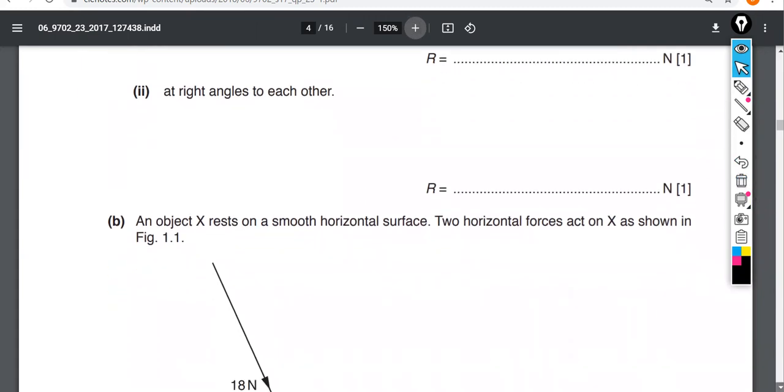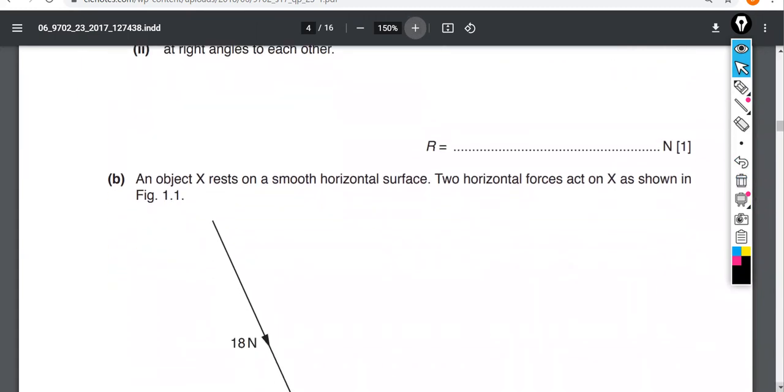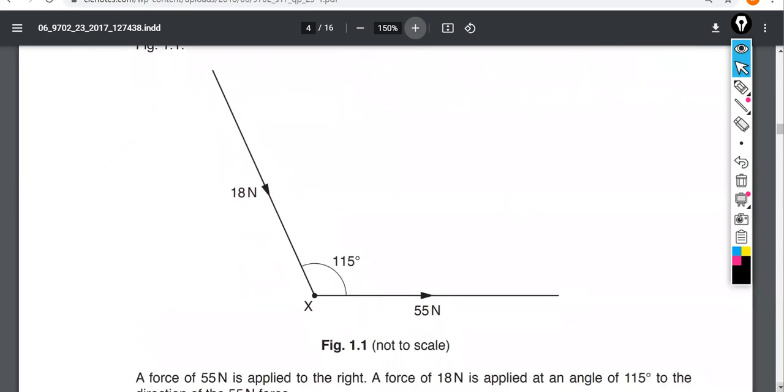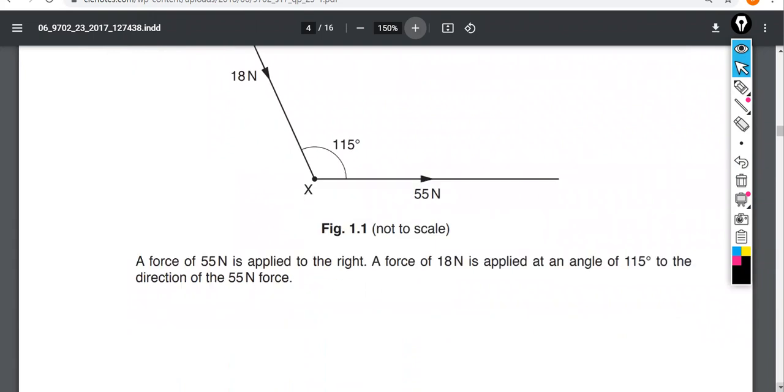All right, so now we've got an object X resting on a smooth horizontal surface. 2 horizontal forces act on X shown like this. We've got a 55 Newton force applied to the right. A force of 18 Newtons is applied at an angle of 115 degrees to the direction of the 55 Newton force. So they've spelled that all out right there.